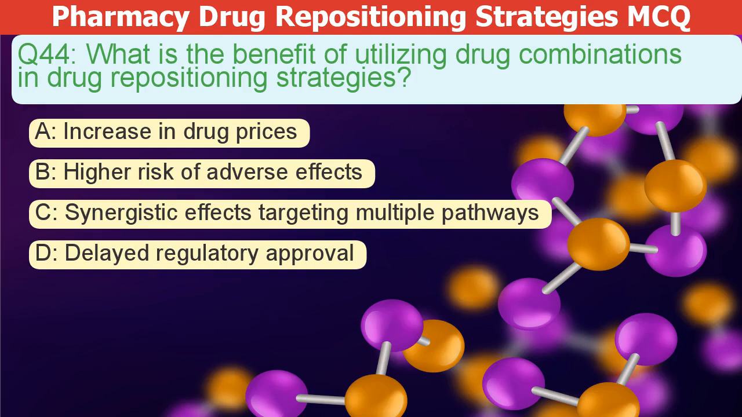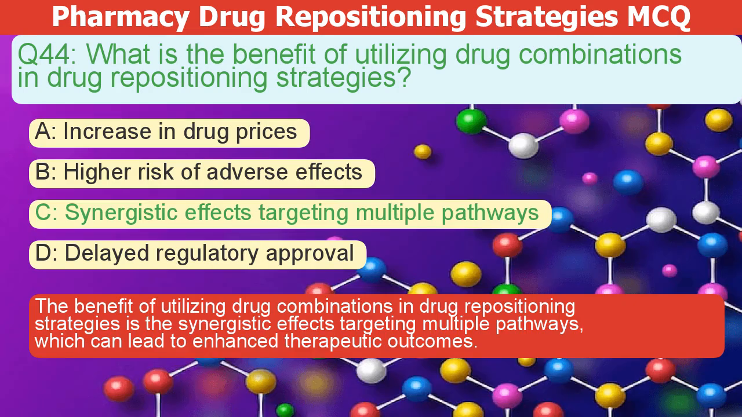What is the benefit of using drug combinations in drug repositioning strategies? A. Increase in drug prices. B. Higher risk of adverse effects. C. Synergistic effects targeting multiple pathways. D. Delayed regulatory approval. The correct answer is C. The benefit of using drug combinations in drug repositioning is their synergistic effects. They target multiple pathways, leading to better treatment results.